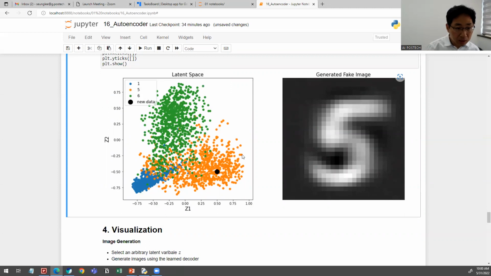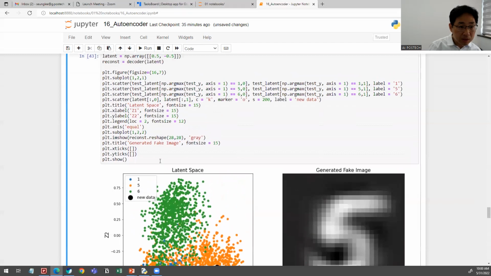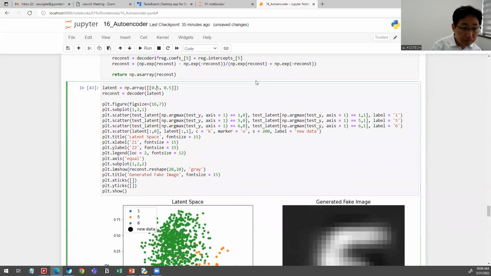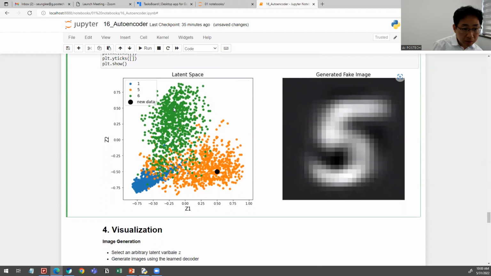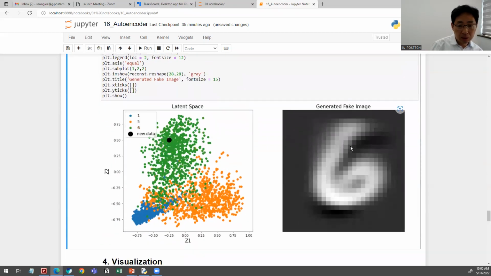Let's try another one. Let's see 6 around, so 0.5 and probably minus. Like that. Over there and around, try that one. Looks like 6. It looks like 6. So that means I can generate numbers as many as I can, right?